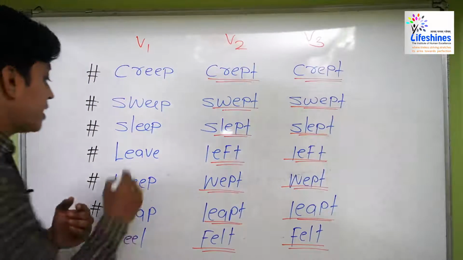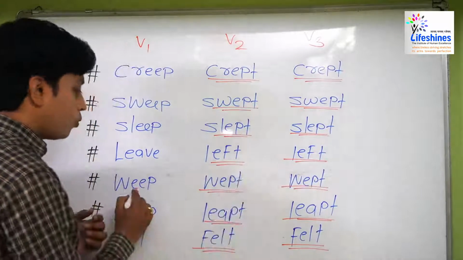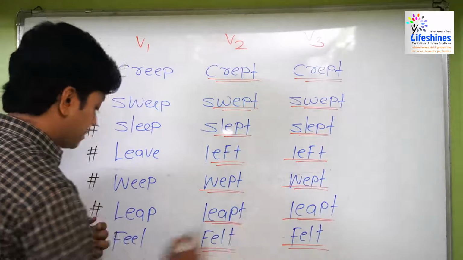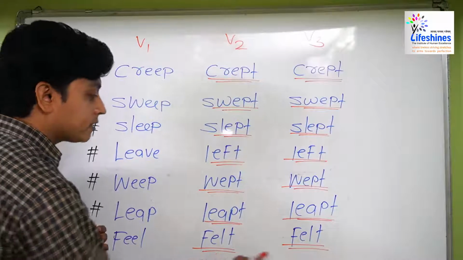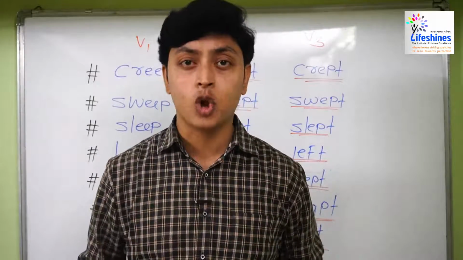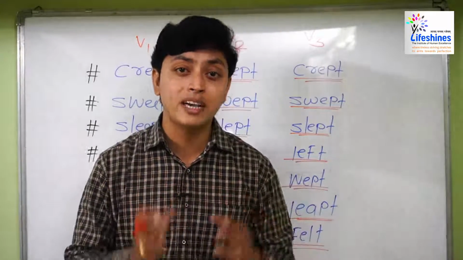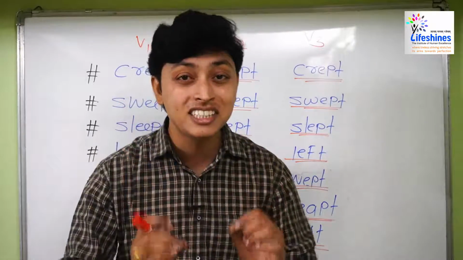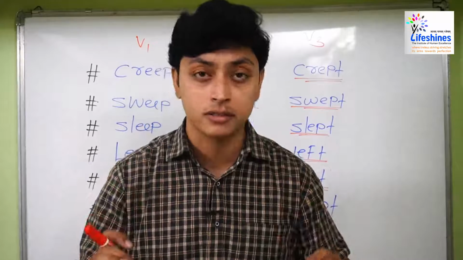It is the same. Leave, left, left. Weep, wept, wept. Leap, leapt, leapt. And feel, felt, felt. Yes. So friends, this is what it is all about. This is how you can keep the second and third form of irregular verbs in your mind. It is very easy, effective, and effortless.